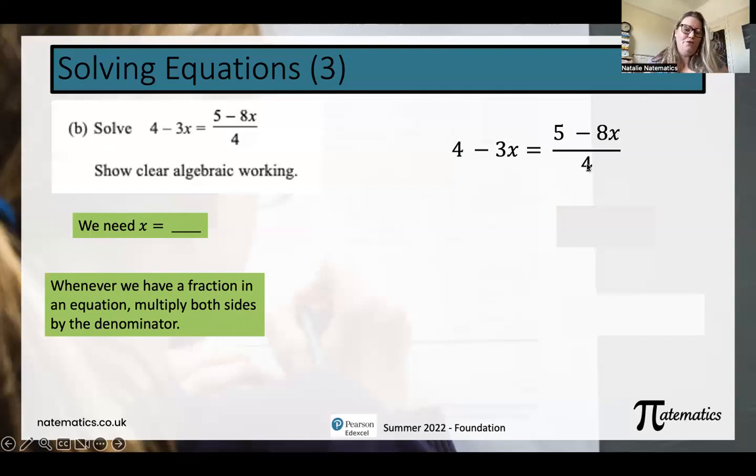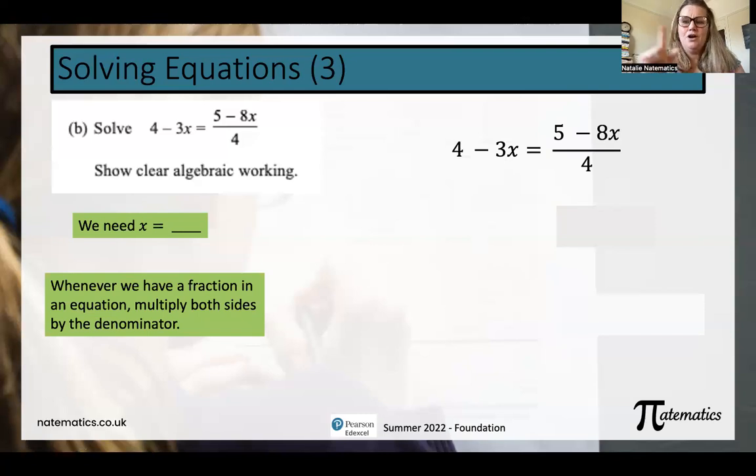So what I say is, if you have something like this, get rid of it as soon as you can. Okay, and this is where I'm talking to foundation level. If you're doing higher level, it really depends on where that divide is. But in terms of the levels that you get for foundation, you normally can kind of get rid of that fraction to start with. So how do we get rid of a divide by 4?